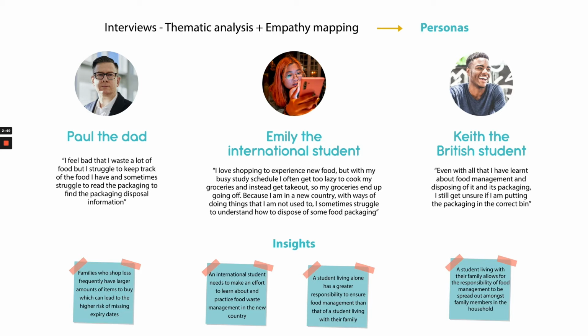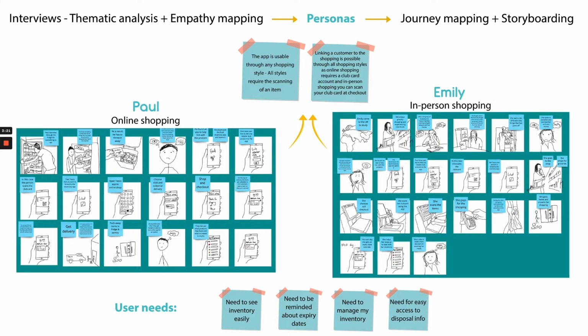So from this, I was able to get insights, which is families who shop less frequently have larger amounts of items to buy, which can lead to the high risk of missing expiry dates. And an international student needs to make an effort to learn about and practice food waste management in the new country. And a student living alone has a greater responsibility to ensure food management than that of a student living with their family, like Keith. So a student living with their family allows for the responsibility of food management to be spread out amongst family members in the household.